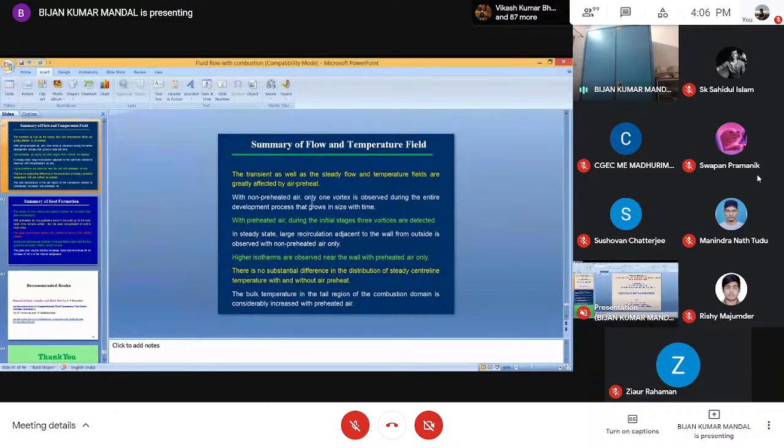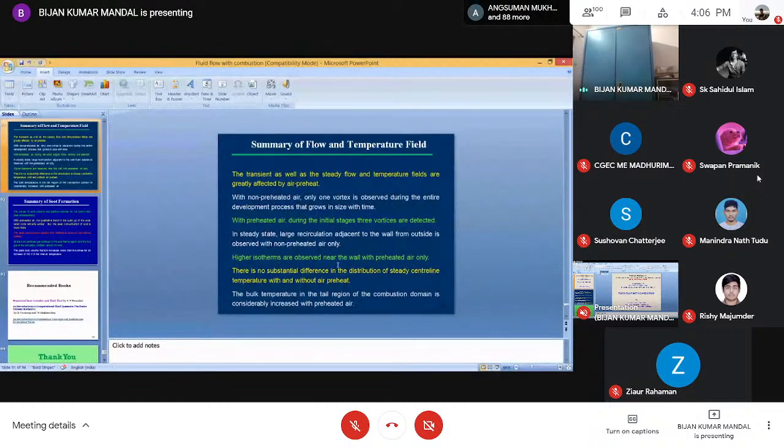With non-preheated air, only one vortex is observed during the entire development process. But with preheated air, three vortexes are formed, and that's why it becomes complicated. Flow is slowed down, so it is taking much more time to reach steady state. In steady state, large recirculation adjacent to the wall from the outside is observed in non-preheated air. That I've shown. Towards the outside, the air is entering.